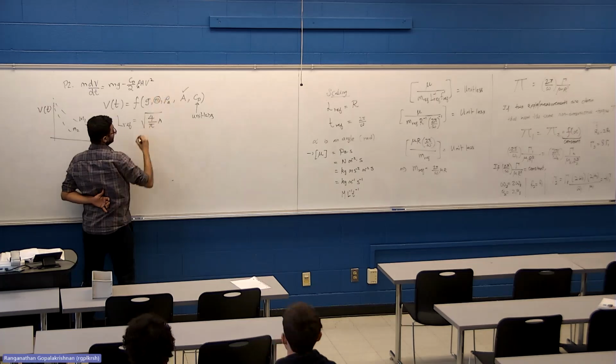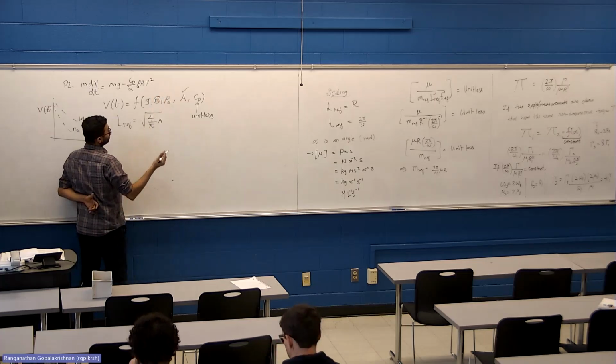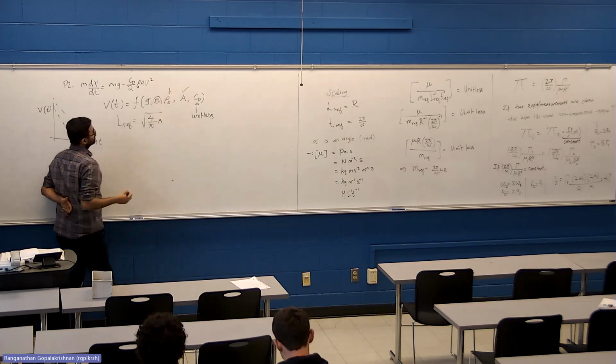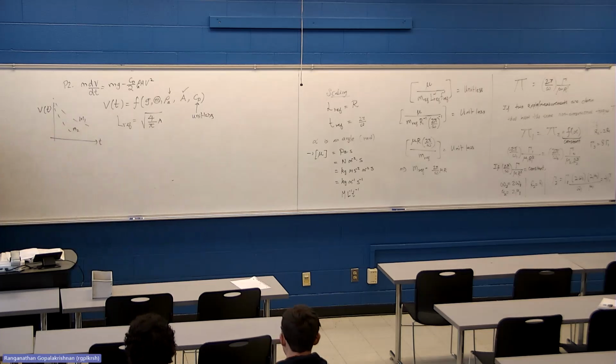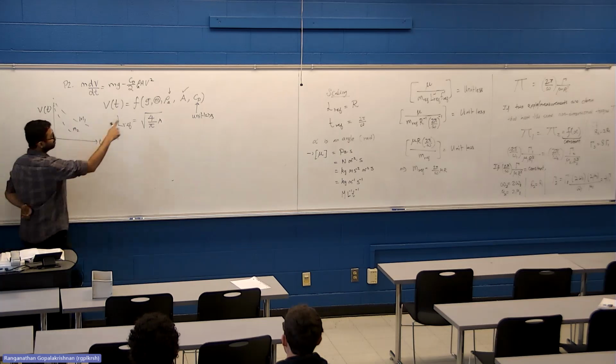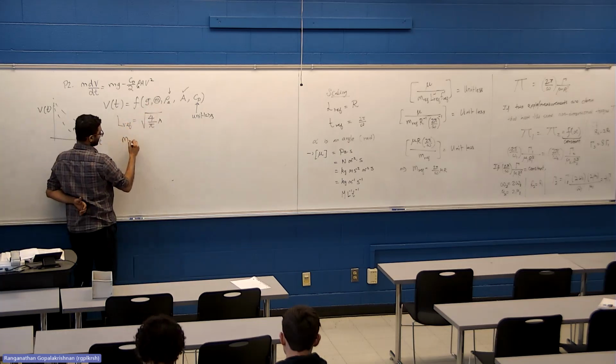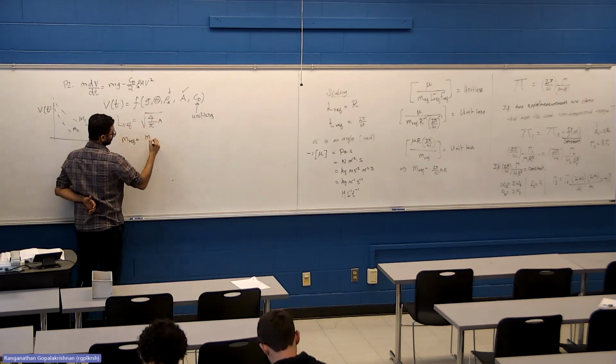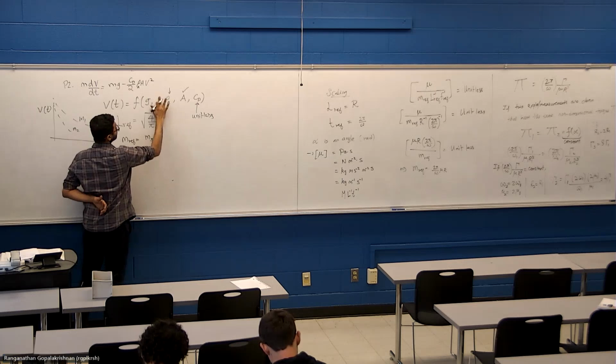And this quantity has already been used. This is mass of the ball, and this is density of air. So which one should be used for reference mass? Okay. Sorry? M. So we'll use reference mass as M of the sphere.